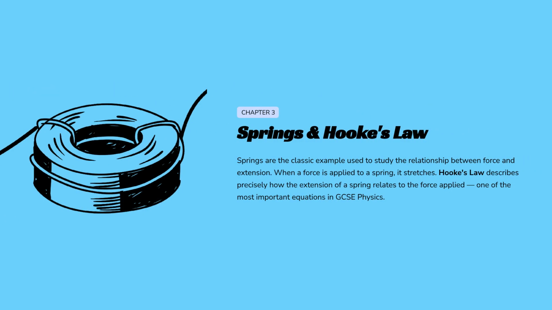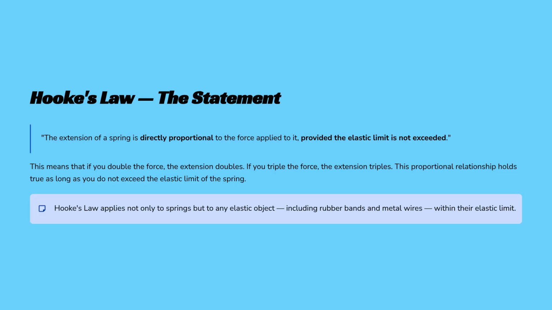Chapter 3 covers springs and Hooke's law. This law describes the relationship between the force applied to a spring and the resulting extension. Hooke's law states that extension is directly proportional to the applied force, provided the elastic limit isn't exceeded. This means if you double the force, the extension also doubles.